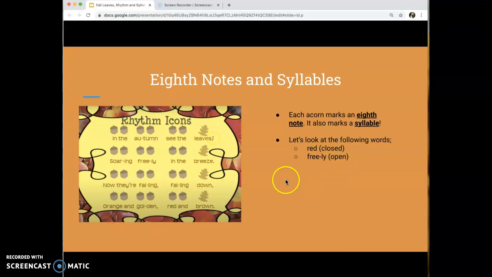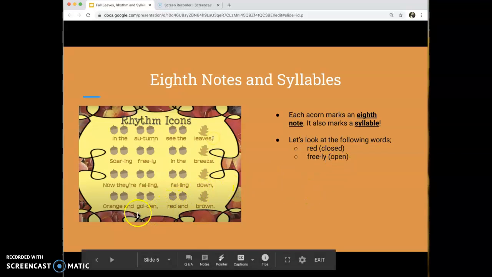Let's look more closely at the word red down below. It says orange and golden, red and brown. I'm looking at the word red, and although I've marked it as a closed syllable, let's review it. So I have the letter E. E says eh in this word because D is closing in that E. It cannot go out for a long walk. It says its short vowel sound, so the word is red.